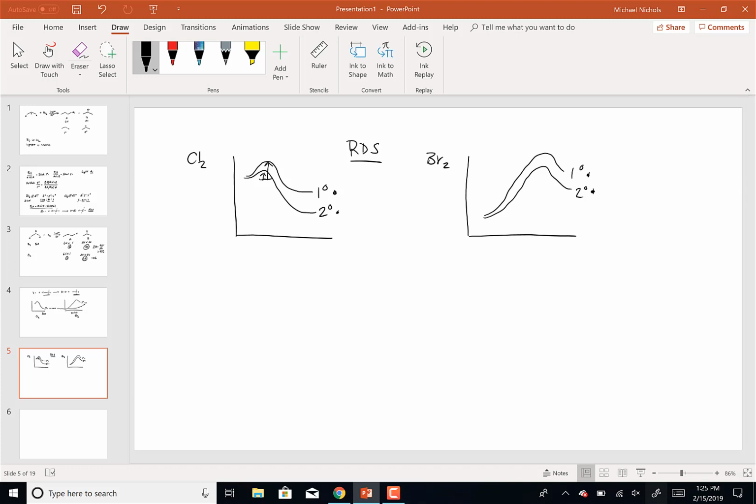So rate is not in the Hammond's Postulate. Right? Rate is in the Arrhenius equation. So we feed those differences in activation energy along with the temperature into the Arrhenius equation, and we could calculate the rate of forming the primary and the rate of forming the secondary, and we could get the relative rate difference.